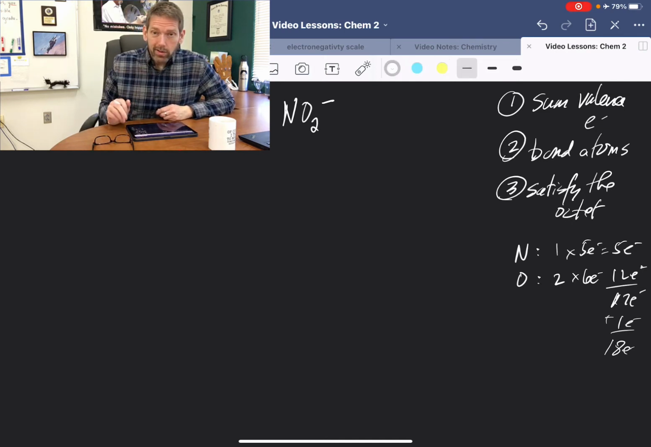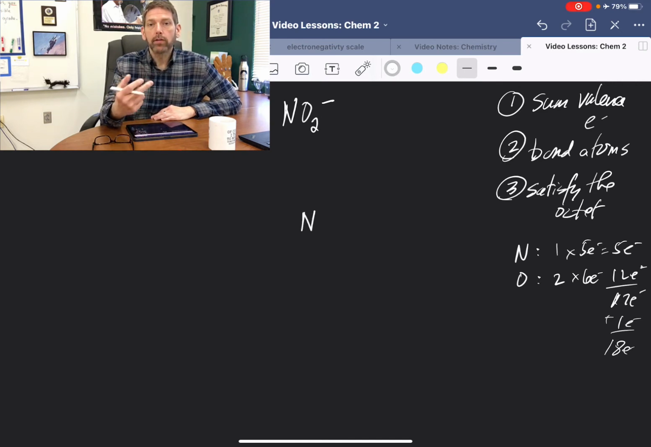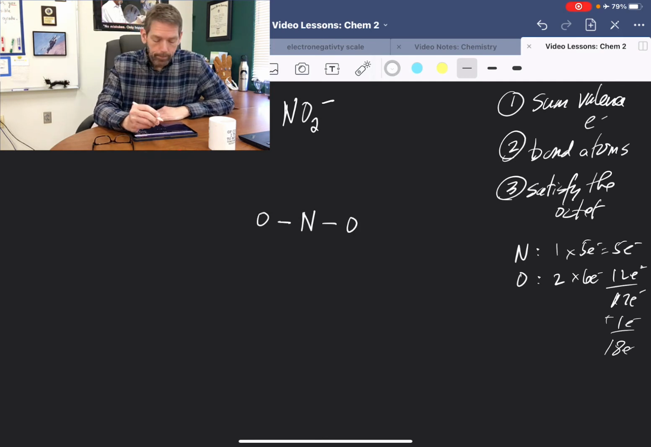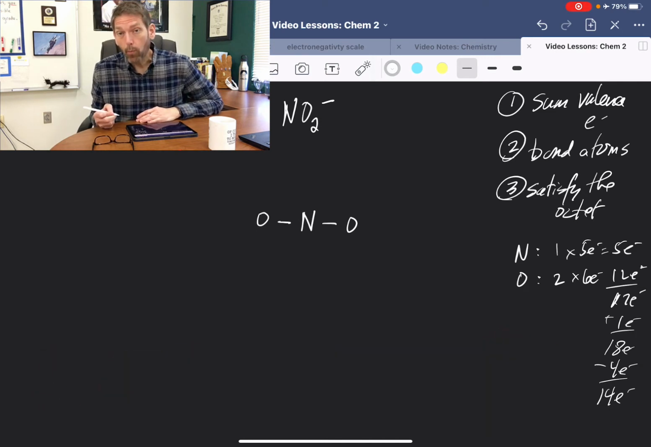So let's think about this for a second. All right. We've got rule 2. We've got nitrogen, and then we've got the 2 oxygens. So it makes sense that we're going to want to bond the 2 oxygens to that. Now that's 4, right? So minus 4 electrons. So we need 14 more electrons somewhere.